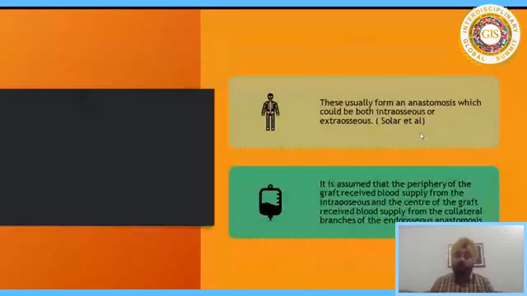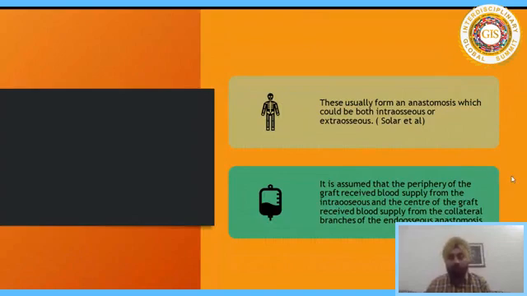Why? These usually form an anastomosis, which could be both intraosseous or extraosseous. Soler et al. told us it is assumed that the periphery of the graft receives blood supply from the intraosseous and the center of the graft receives blood supply from the collateral branches of the endoosseous anastomosis. So the preservation of this blood supply during the sinus lift, lateral or indirect one, is paramount.